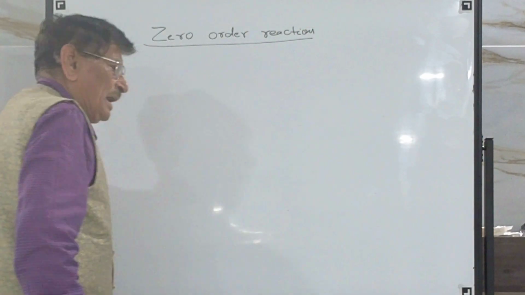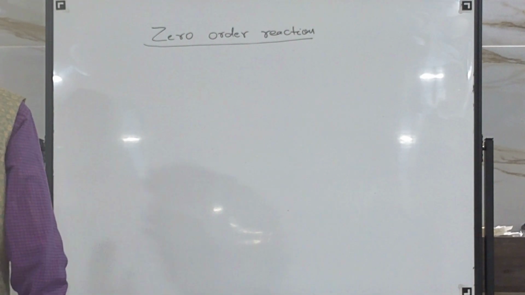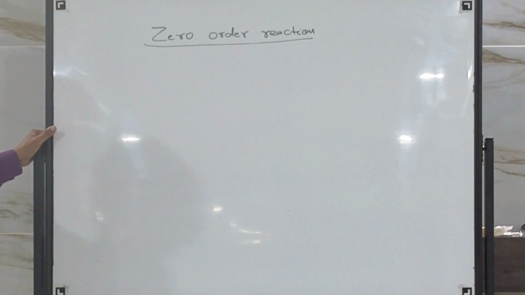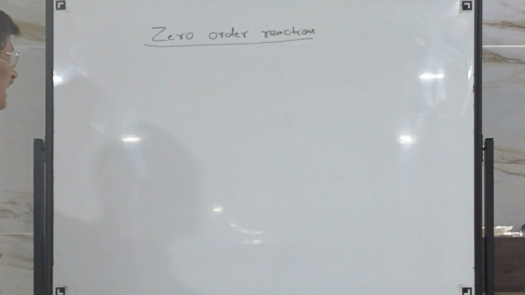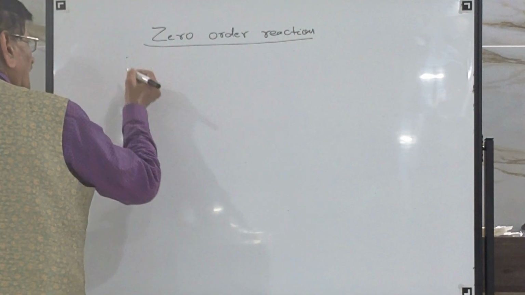You know that the order of a reaction is the power of the concentration terms appearing in the rate law, in the rate expression. So, a zero order reaction means a reaction whose rate varies with the zeroth power of the concentration of the reactant.